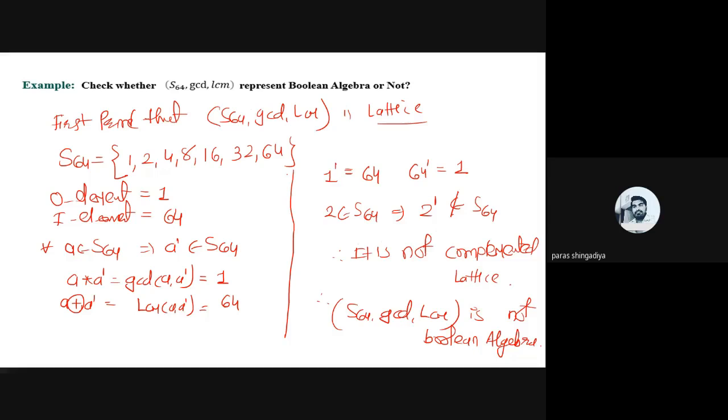Okay, so again this solution is not mentioned in this slide. Just take a screenshot of this page for your reference: why S64 with GCD and LCM is not a Boolean algebra. Okay, just take the screenshot.